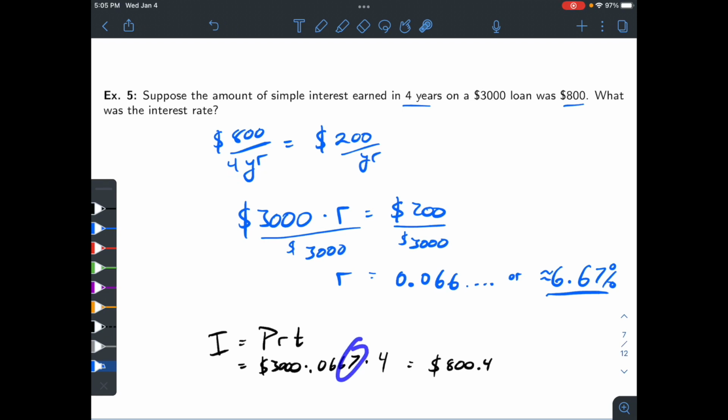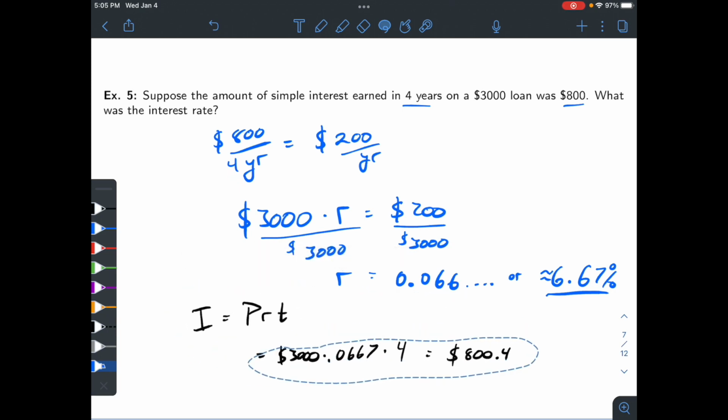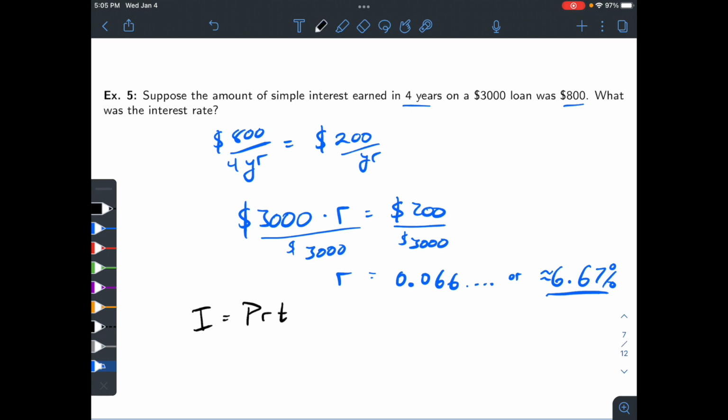And so this answer is going to be slightly off because of that. But 800.4 versus $800, with a little bit of rounding error, these look the same to me. By the way, you could use this interest formula to actually solve this problem to begin with, because if we know that our interest is $800, our principal, P, is $3,000, R we're trying to figure out, and then T is told to us to be 4.